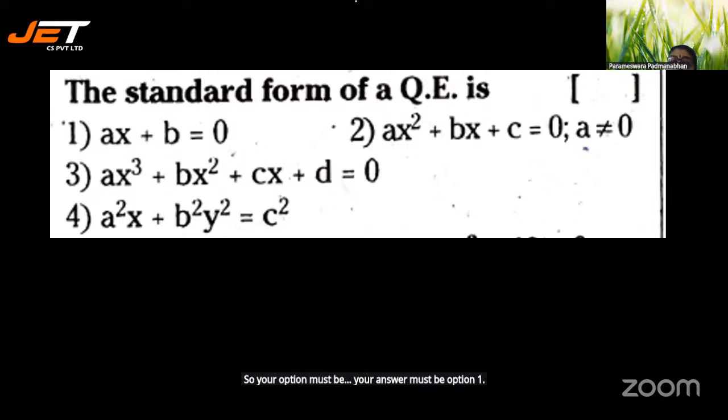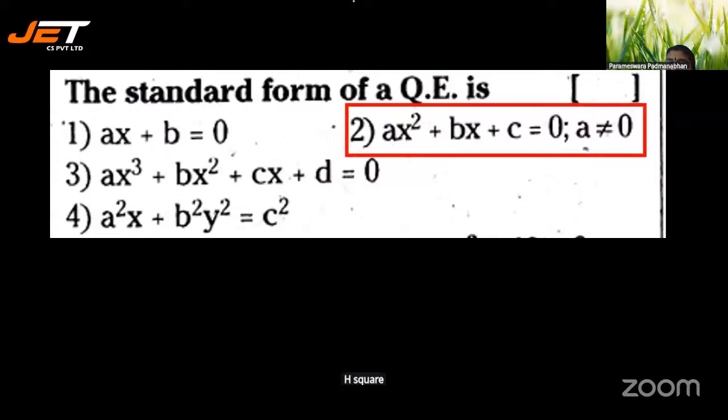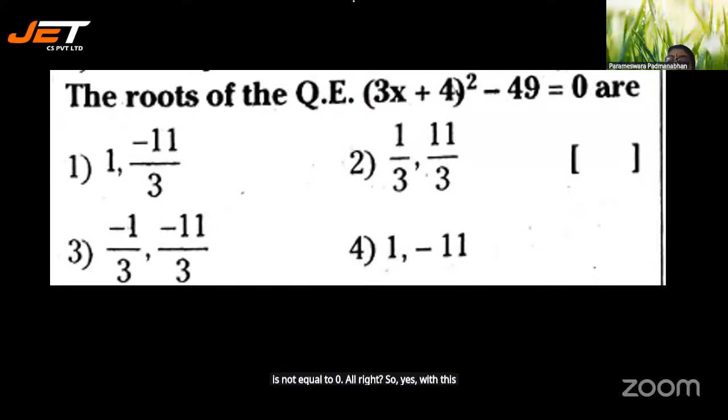All right. Now, the standard form of a quadratic equation is ax square plus bx plus c is equal to 0, where a is not equal to 0. All right. So with this we are moving on to the next question.